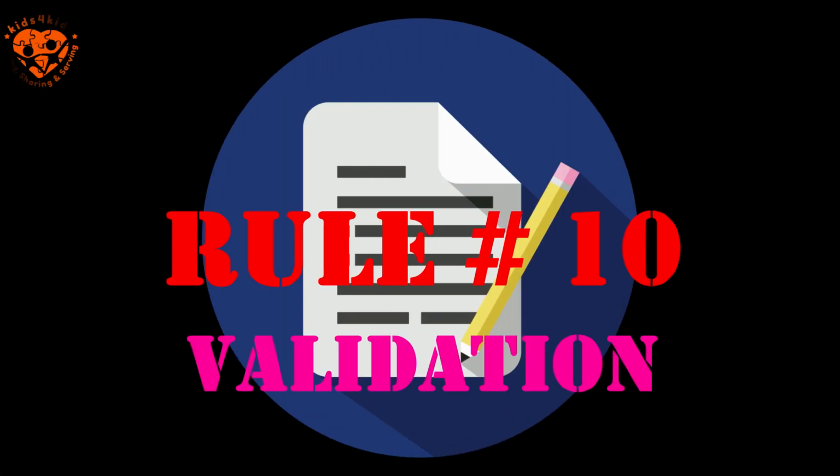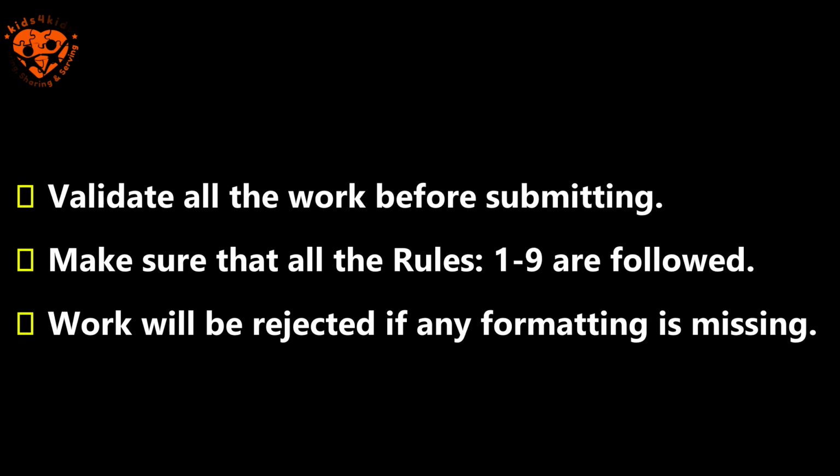Rule number 10. Validating your work. Please validate all of your work before submitting it as complete. Make sure that you go over rules 1 through 9 and you have covered all of them. You should be seeing the page numbers and headings listed in the left panel. Proofreading will be rejected if you missed any of these steps, and you will not be given any hours till all the areas are fixed.